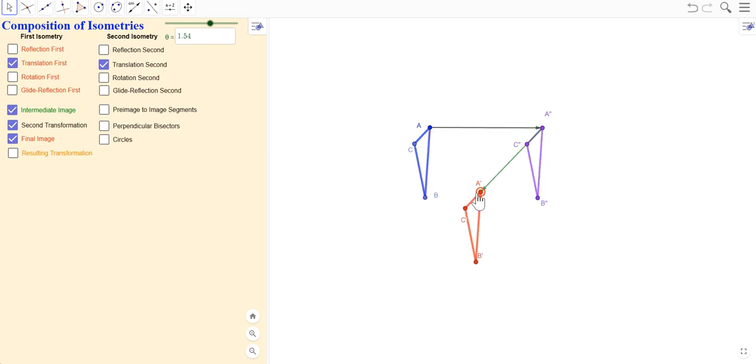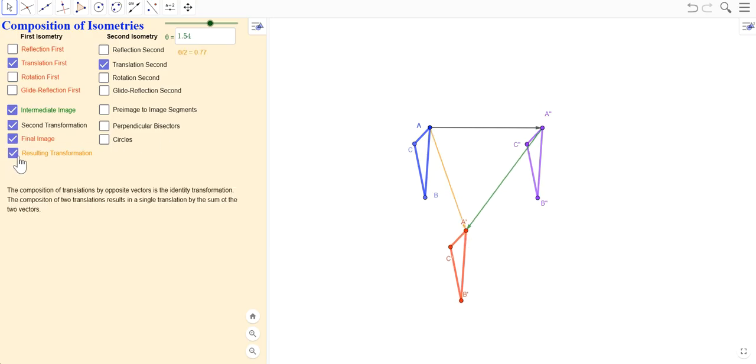Otherwise, what you end up with in this case is another translation. And the vector for the translation is just the sum of the two original vectors, which you can see pretty clearly from this. So that's pretty straightforward. If you slide it and then slide it again, you could have gotten it directly with the slide this way by just summing those two vectors.